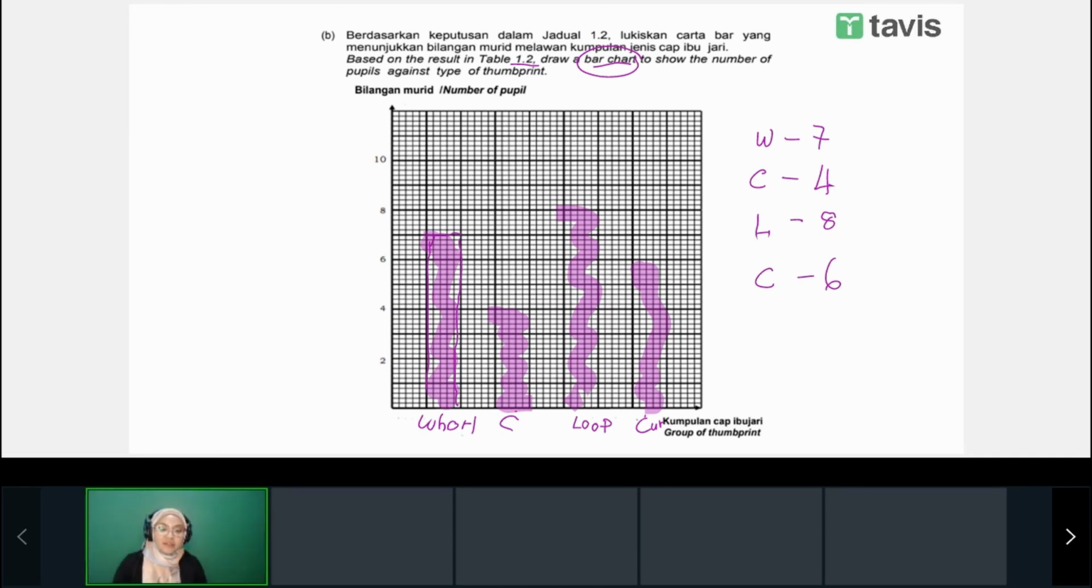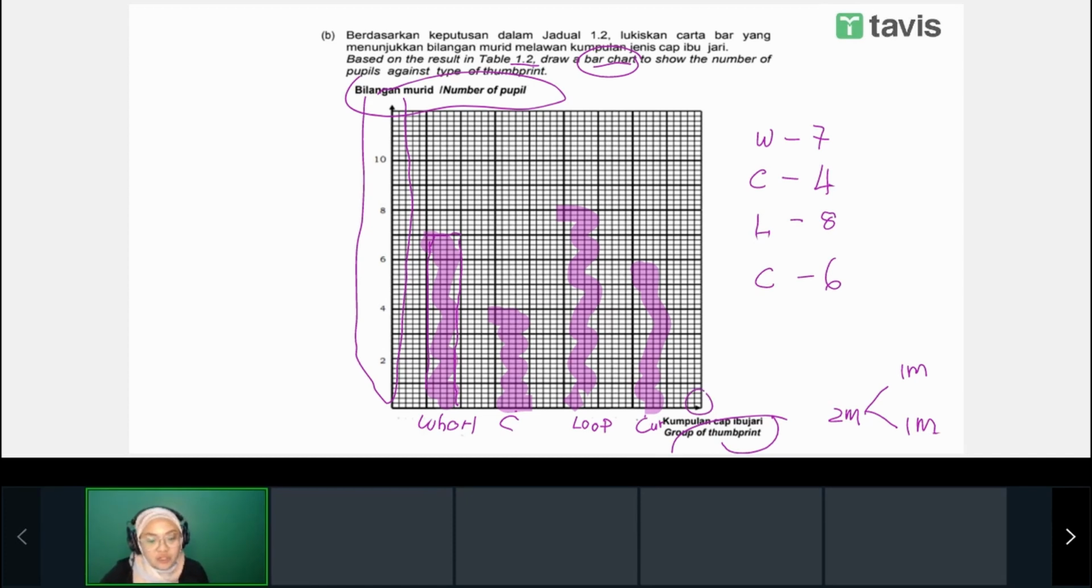Okay, usually for this kind of question, you're going to get 2 marks. The first mark is if you transfer the information correctly, and the second mark is if you made a label. So you're going to get 2 marks. Usually for this type of question, drawing a graph, they already give the x-axis and the y-axis, and the scale already. You just only have to transfer the information correctly.